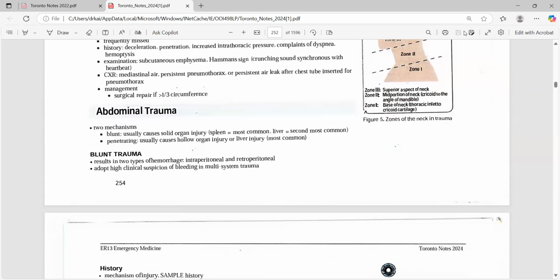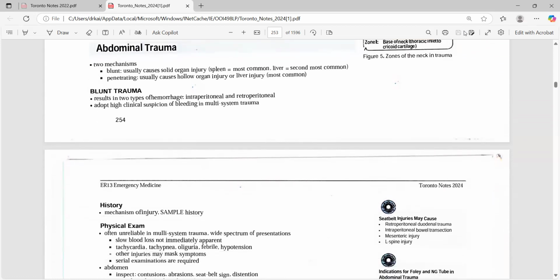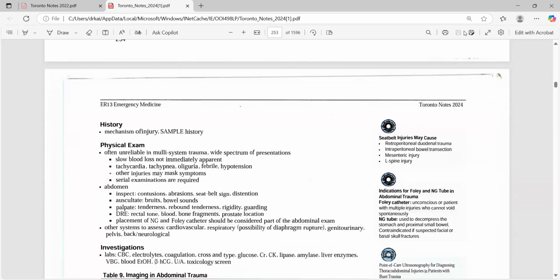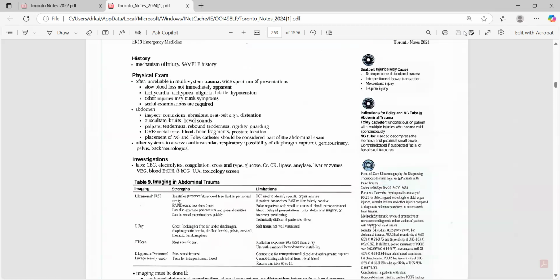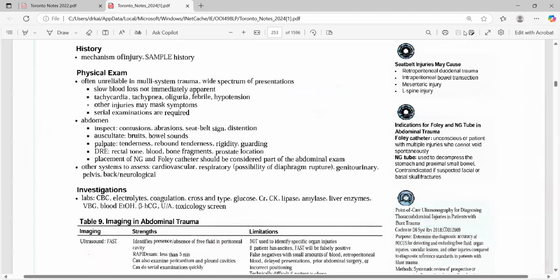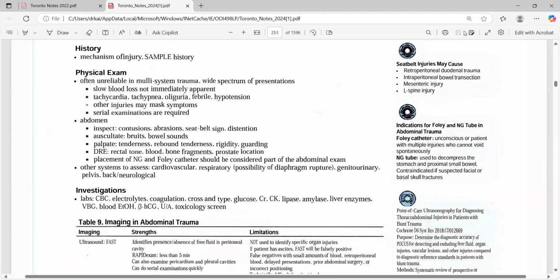Abdominal trauma, two types, blunt and penetrating, as we already discussed. The most common organ injured is the spleen and the second most common is the liver. Blunt trauma basically causes two types of hemorrhage, intraperitoneal and retroperitoneal. Adopt a high clinical suspicion of bleeding. Start with the mechanism of injury and then SAMPLE, asking all the questions. Then you do a physical examination and investigation. Now you will slowly see that there is less management. What are we going to do? We will discuss it. I will let you know what I'm talking about.